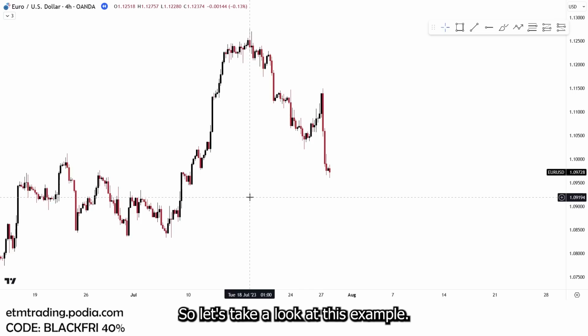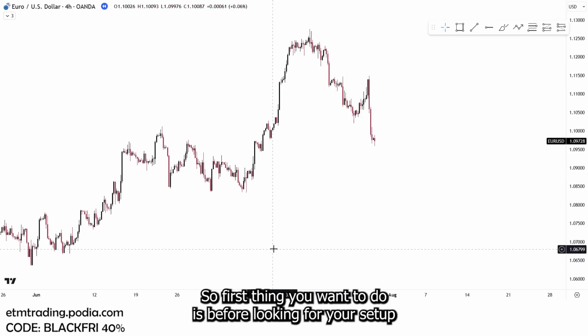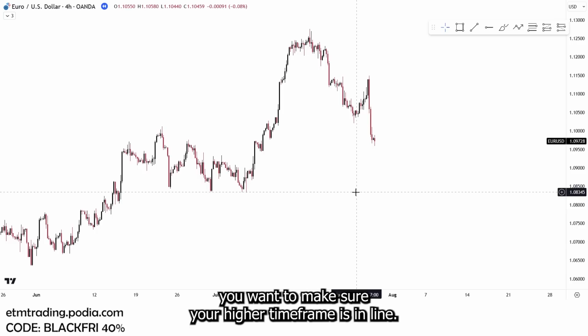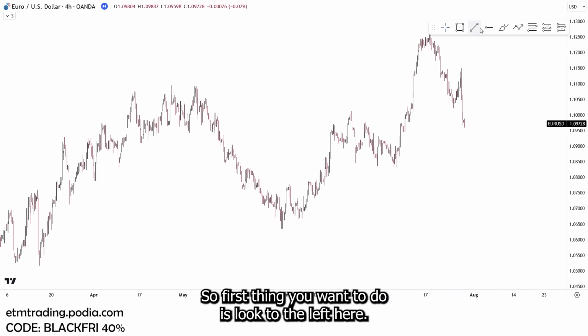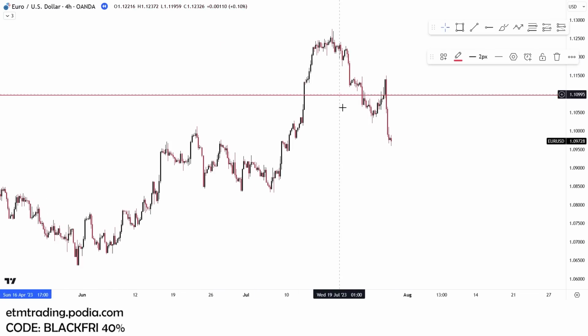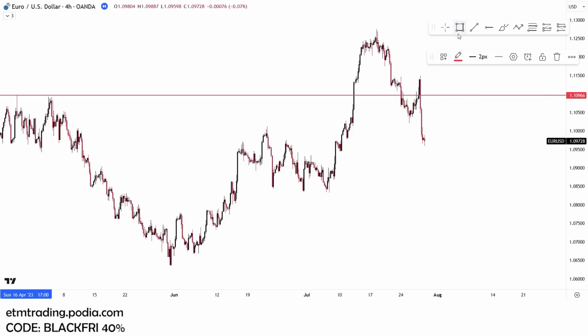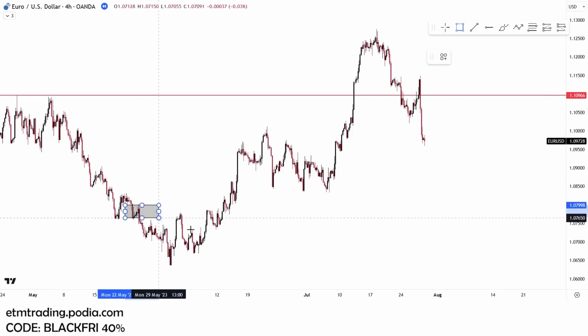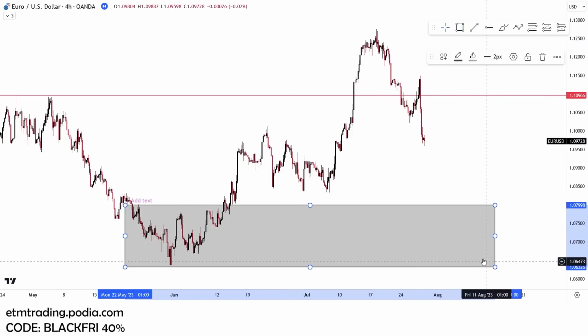So let's take a look at this example. First thing you want to do, before looking for your setup, is make sure your higher time frame is in line. So look to the left here and you see that we are undergoing a macro purge. So this will be our macro purge and you would be bearish all the way up to this point right here, which would be your bottom quarter.